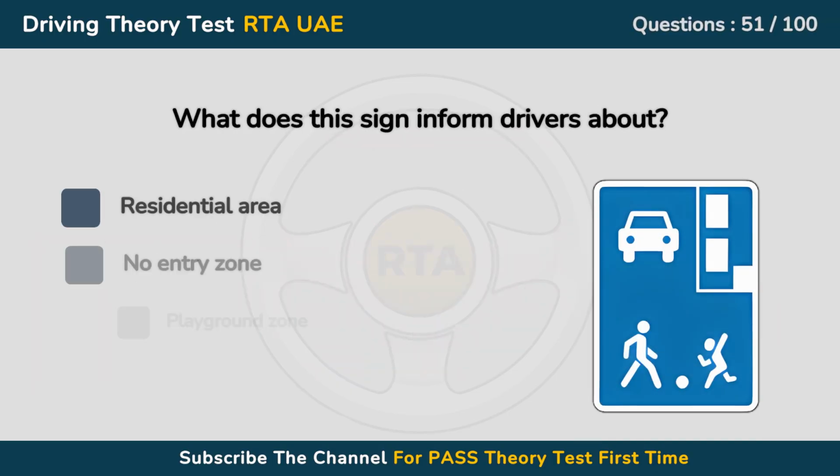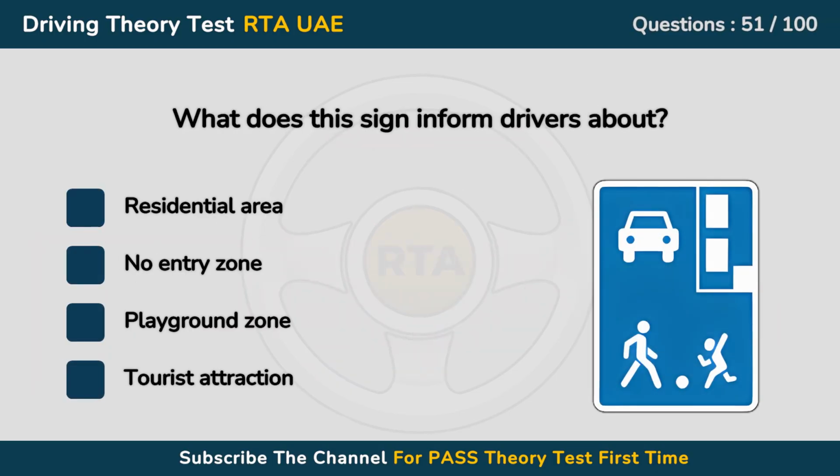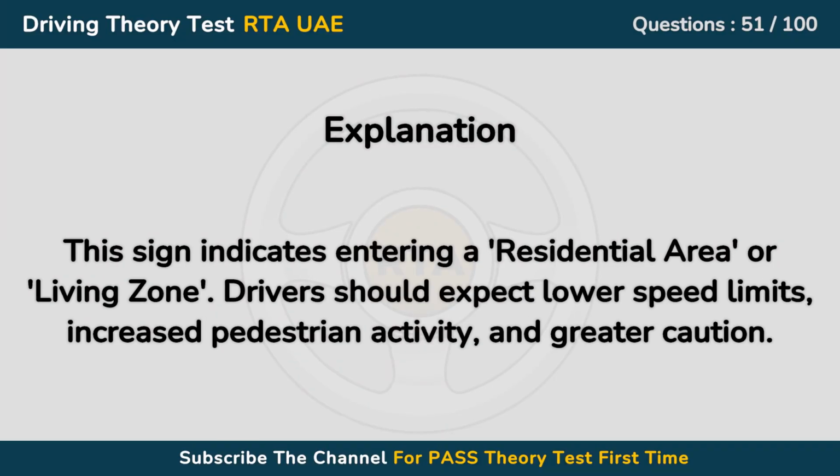Question 51. What does this sign inform drivers about? A. Residential area. B. No entry zone. C. Playground zone. D. Tourist attraction. Answers is A. Residential area. This sign indicates entering a residential area or living zone. Drivers should expect lower speed limits, increased pedestrian activity, and greater caution.